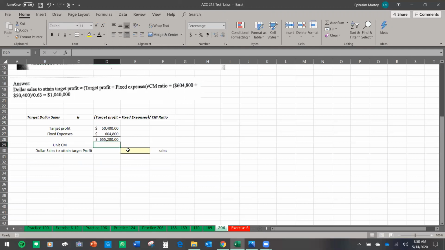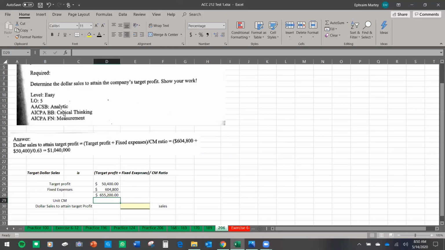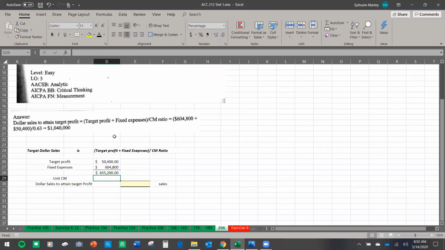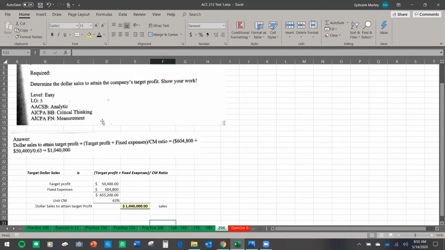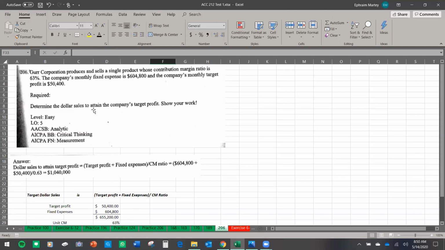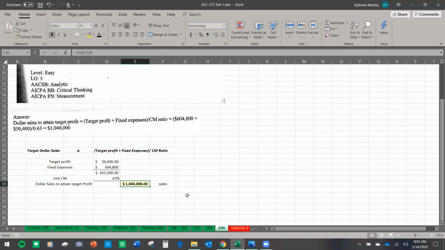Now what is the unit percentage? Unit CM percentage, I think, would give me 63%. So this one is very straightforward, 63%. So we take this and divide that by that, and that gives you 10,400. So the answer is 10,400 here, 1,040,000 here, as we said. So that is your target profit sales and sales in units.